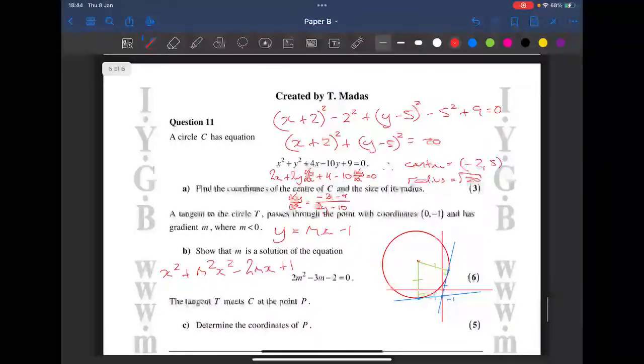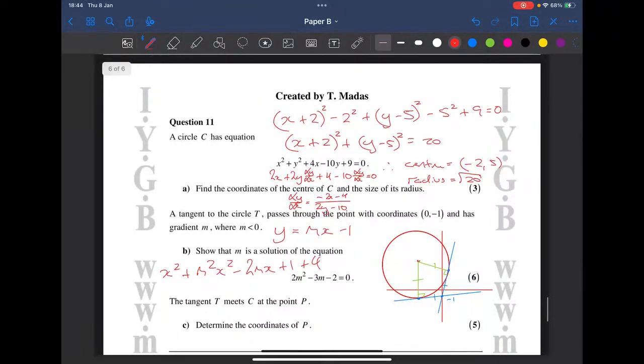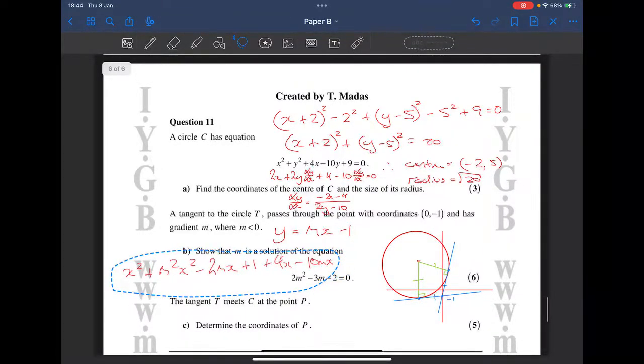For the y parts, the 4x is just 4x. Take away 10y, it's going to take away 10mx, and then plus a 10. We'll shift everything over a little bit, so I'm not running out of space. So minus 10x plus a 10, and then we have plus a 9 as well, equals 0.